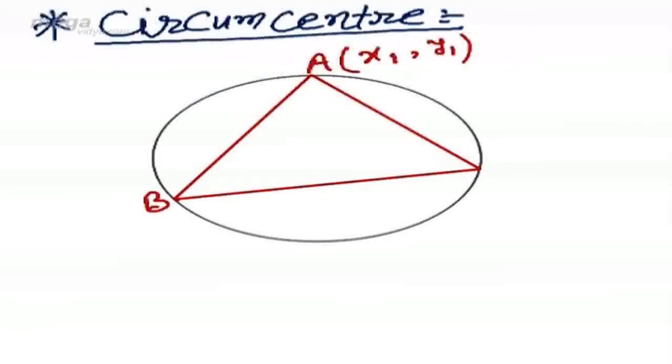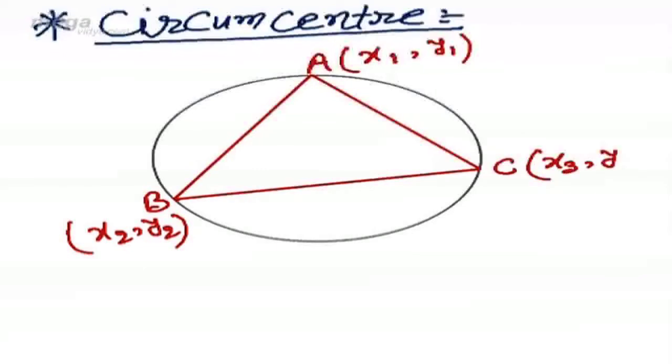This is the point B whose coordinate is x2, y2, and this is the point C whose coordinate is x3, y3. Now you have to find out the circumcenter. Students, you did in class 9th or 10th that from the center, the perpendicular drawn to a chord always bisects the chord. So in other words, you can define the circumcenter as the point of intersection of the perpendicular bisectors of the sides.